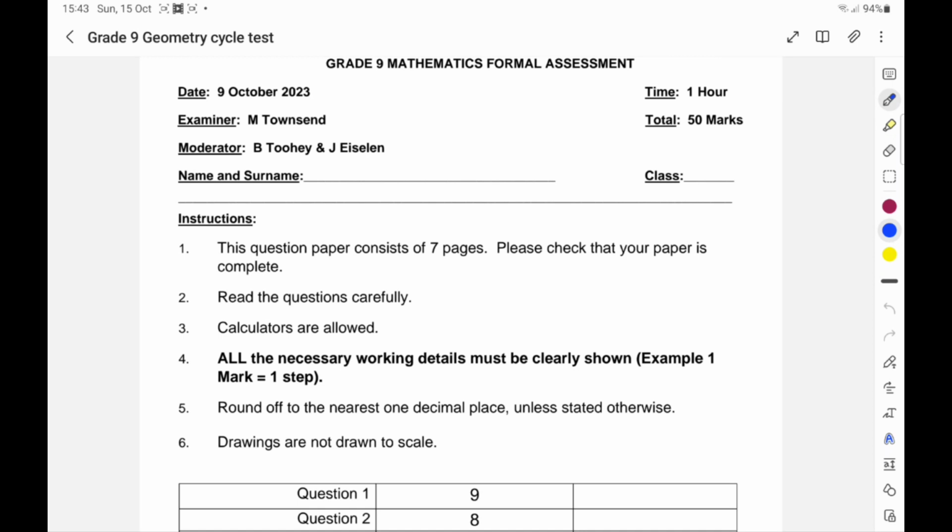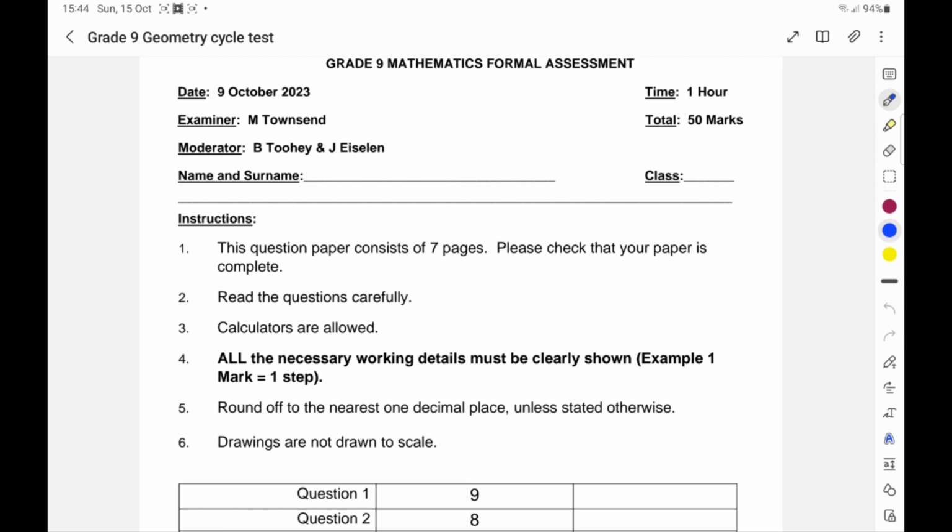This is just a short video of an assessment that we did, a formal assessment for grade 9 geometry. It was about all the types of geometry except for similarities, so that's the only thing we didn't get to. So it's geometry of straight lines, the geometry of parallel lines, and the geometry of triangles, and the only thing with that as well was congruency.